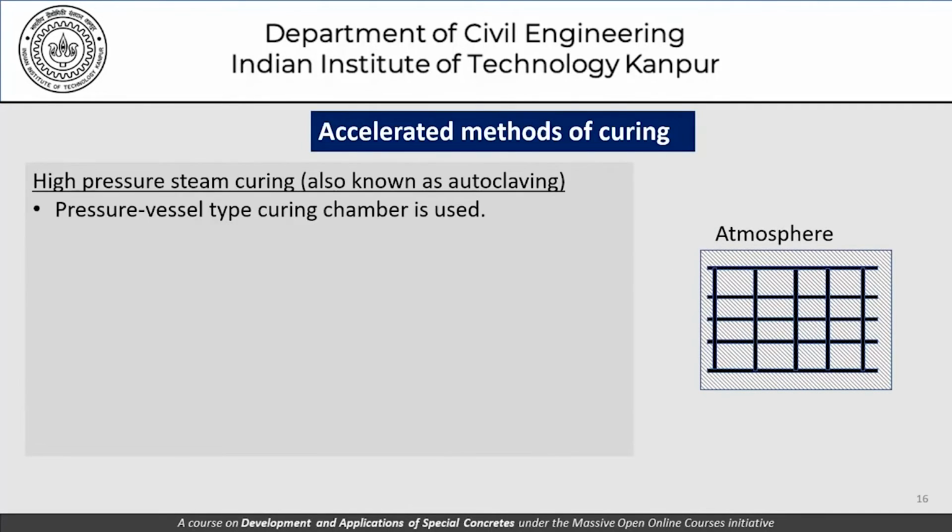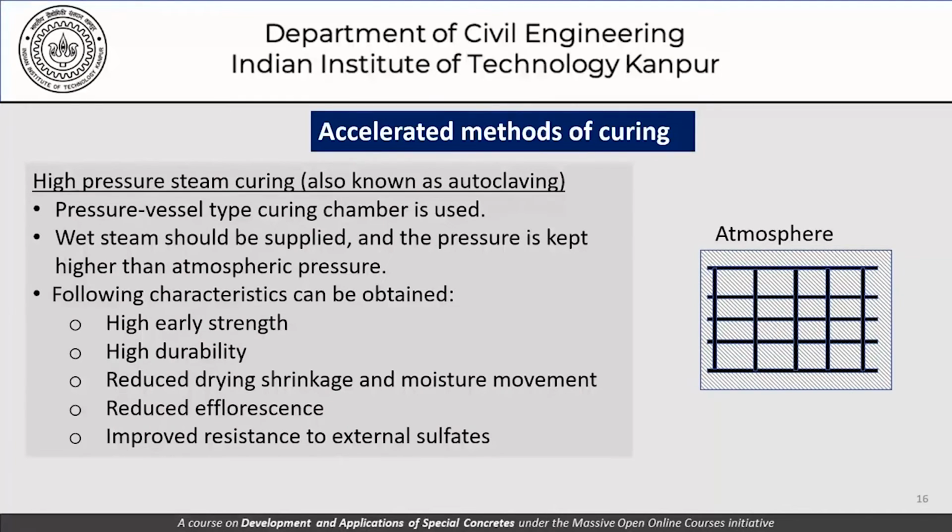This slide we've already seen in our previous discussion when we talked of high pressure steam curing known as autoclaving. That's what we just described. The pressure vessel type curing chamber is used where steam should be supplied and the pressure kept higher than atmospheric, and we can obtain the kind of characteristics which are mentioned here: high early strength, high durability, reduced shrinkage and moisture movement, reduced efflorescence and improved resistance to external sulfates. So this slide we have taken from the previous discussion that we had in possibly module 3.